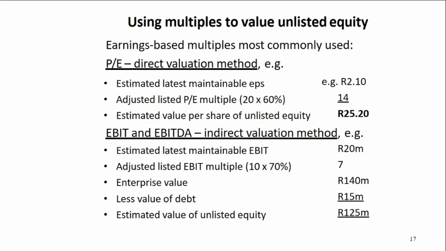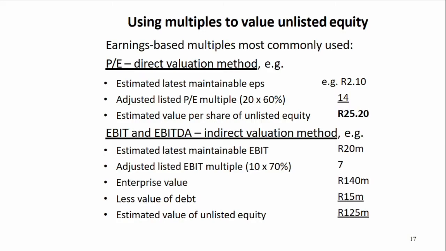So let's just unpack this formula. We need to obtain the company's latest earnings, and we need to assess various things about those earnings to make sure it is maintainable. And then once we have done that, we can obtain a listed company's PE multiple that is similar to our unlisted company. And we will adjust the listed PE multiple to take into account differences between the listed company and the unlisted company in financial risk and business risk.